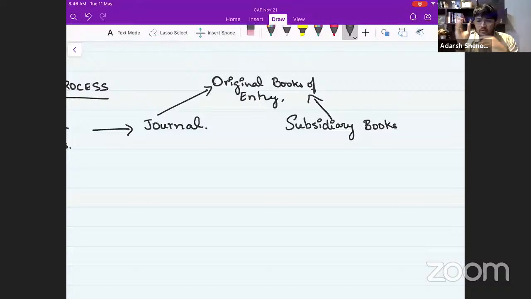But a brief introduction to subsidiary books. These are also original books of entry. These are an alternative to journal. So if you are maintaining subsidiary books, you don't have to pass journal entries for all the transactions. Subsidiary books are generally used by a bigger businessman who has too many transactions. When the business scales up to the next level, journal will not be enough. Journal will be too much. So that is why we go to subsidiary books.